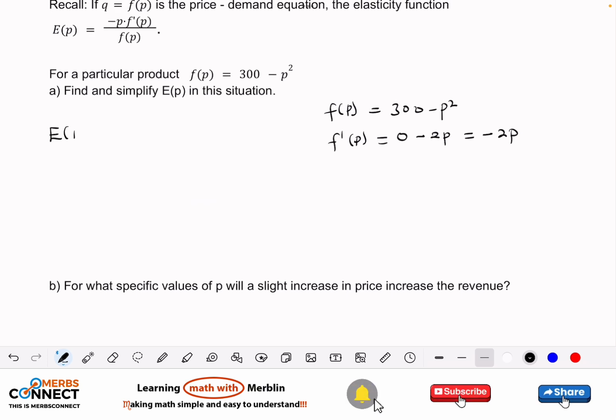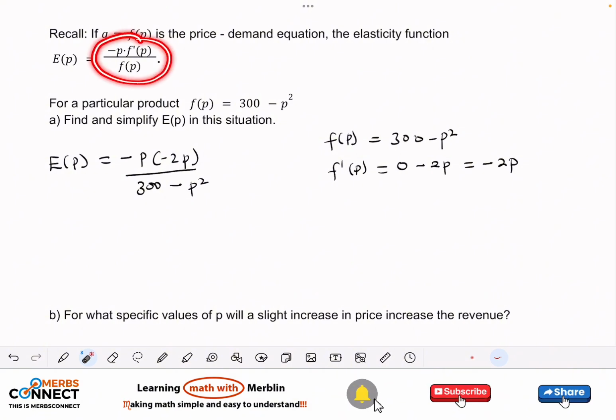I know that E of P is equal to minus P times F prime of P, which is this, so I'll just do minus 2P, divided by F of P, which is this here. So I'm going to have 300 minus P squared. So all you need is just the formula here, but it is given to you. When they give you the function, differentiate the function. So this question, if you are very good with differentiation, you just do differentiation and then just do substitution.